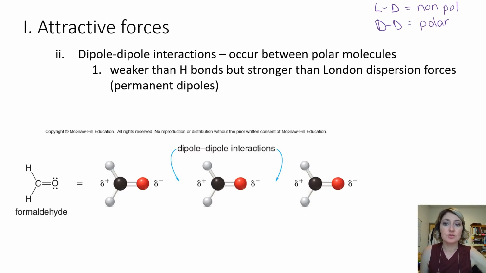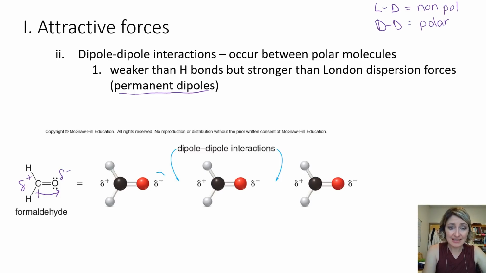The reason that they're stronger than London dispersion forces is because they have what we call a permanent dipole. So let's look at formaldehyde. Formaldehyde has polarity in the bond between carbon and oxygen. Oxygen is more electronegative, so it pulls the electrons closer, taking on a slight negative charge. Carbon is slightly positive because it's losing that tug of war. It's further from those electrons. Well, that slight negative charge is still a negative charge, and that slight positive charge is still a slight positive charge, and those two are attracted to each other.